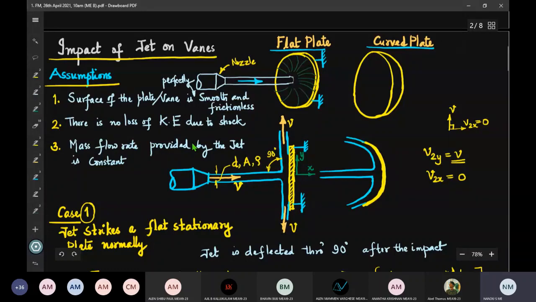And there is no loss of kinetic energy due to shock when the jet strikes the vane. Then, for continuous or constant power generation or force exertion, the mass flow rate provided by the jet is constant or uniform. So a steady mass flow rate of liquid jet is striking the plate. That is also what we consider.